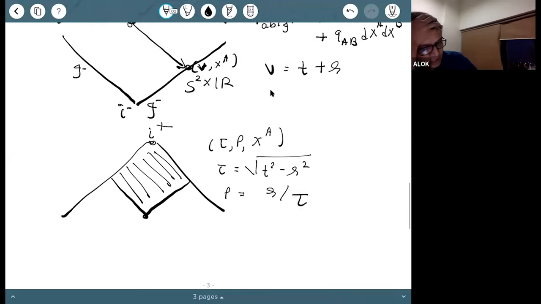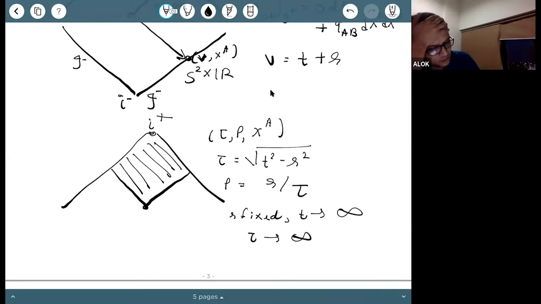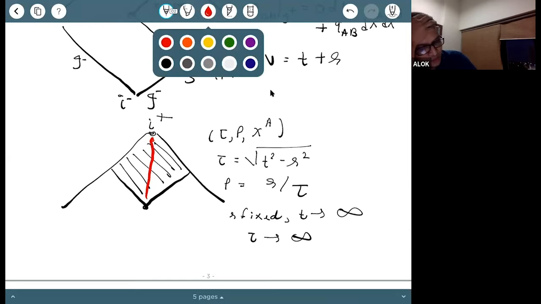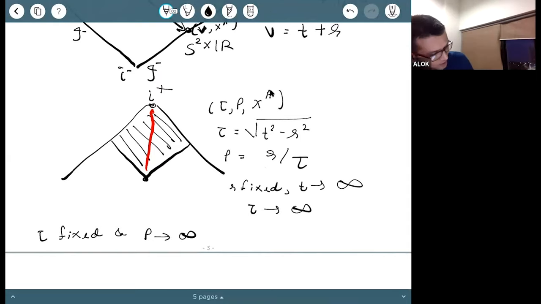And you can immediately check that, it's very easy to see that if you keep r fixed and take t to infinity, then tau goes to plus infinity. So you basically reach this point right here. But if you keep tau fixed and take rho to infinity, then you can check, it's a small algebra, that you will always end up at u equal to zero.